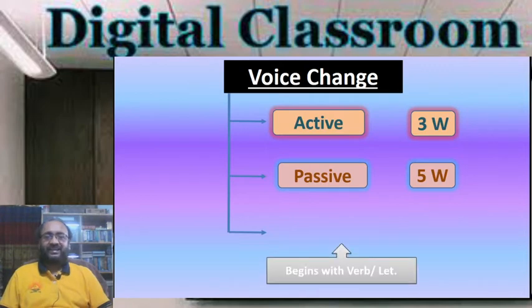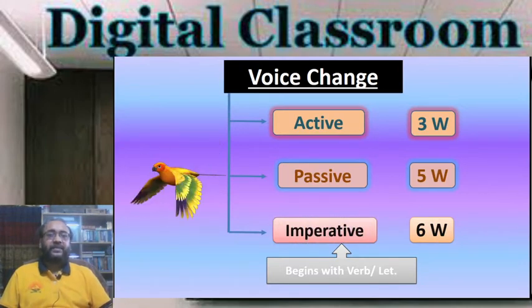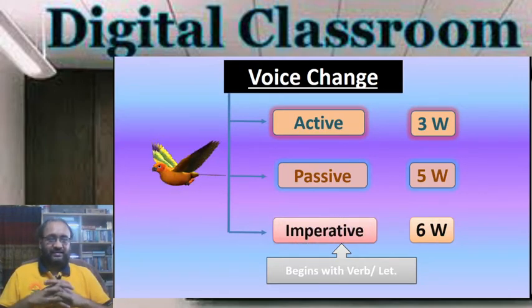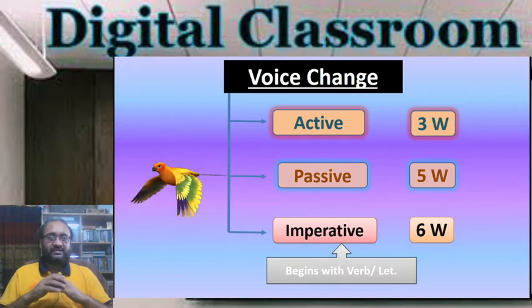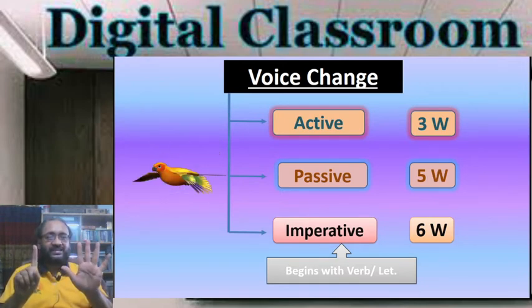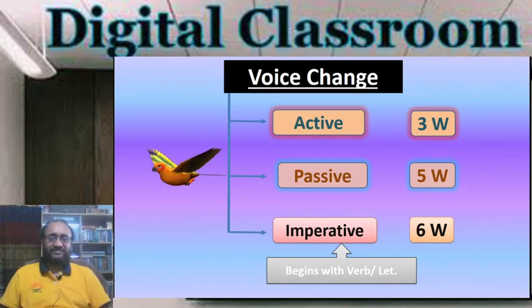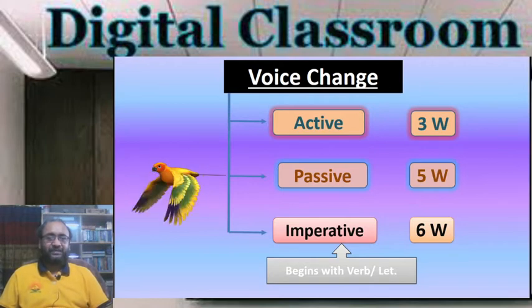Okay. And there are some sentences that begin with a verb or let. Can you tell me which sentence this is? Very good. That is an imperative sentence. For an imperative sentence, you have to work 6 times. 6W.